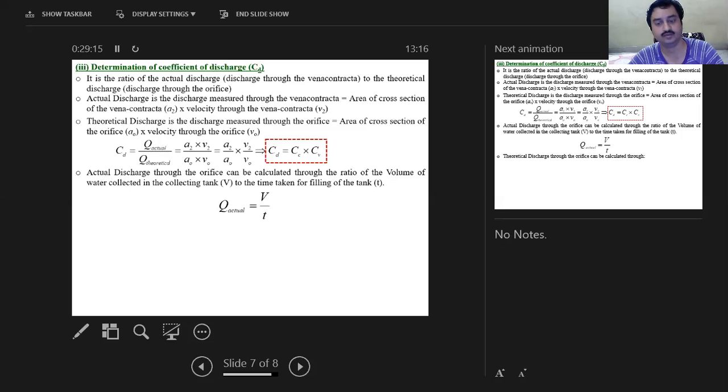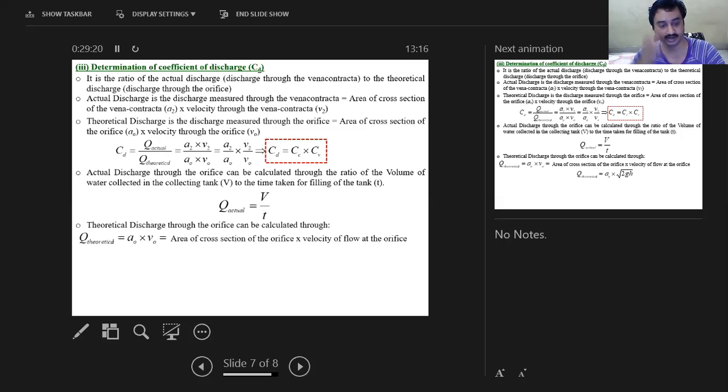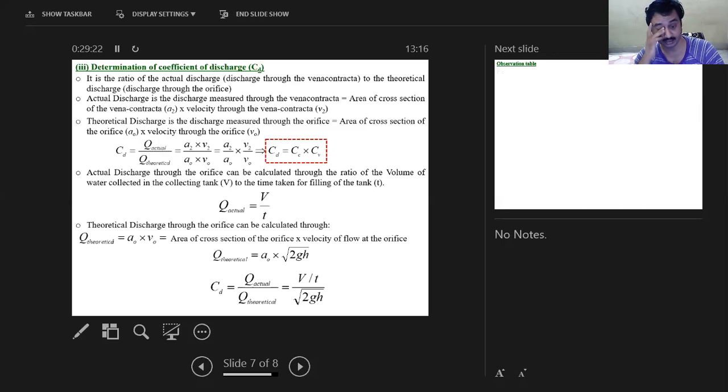So actual discharge will be volume divided by time. Theoretical discharge is also known to you, A0 into V0. So ultimately your CD will be Q actual by Q theoretical. So there's no confusion about that.